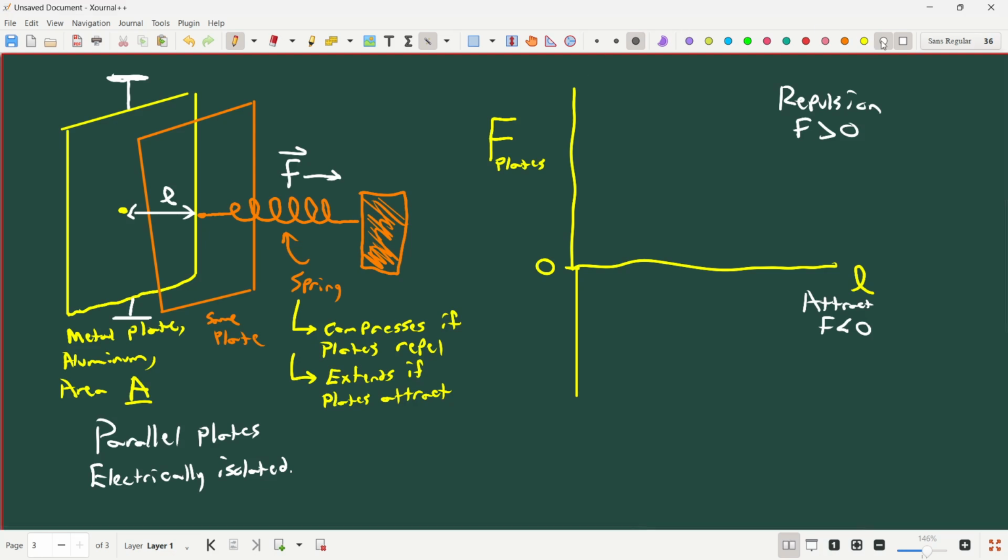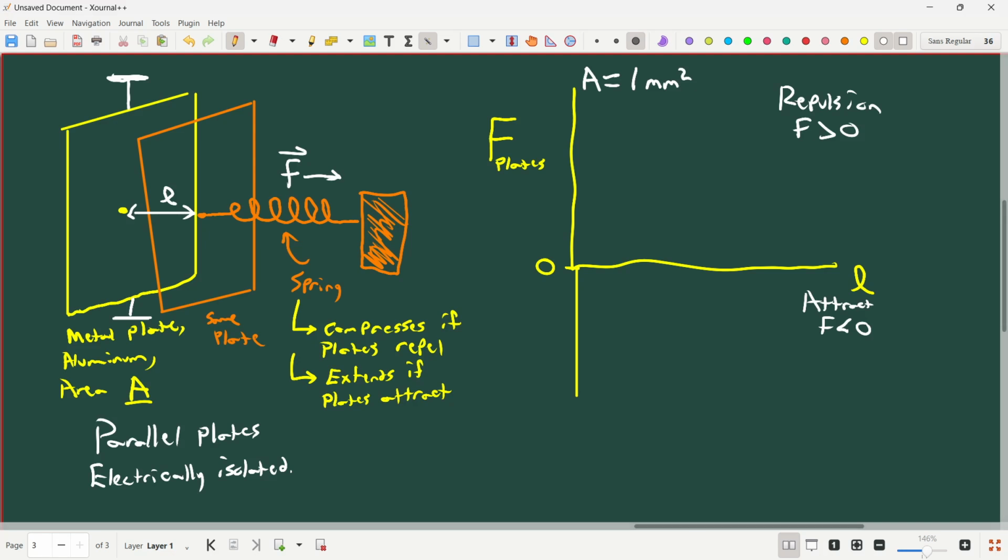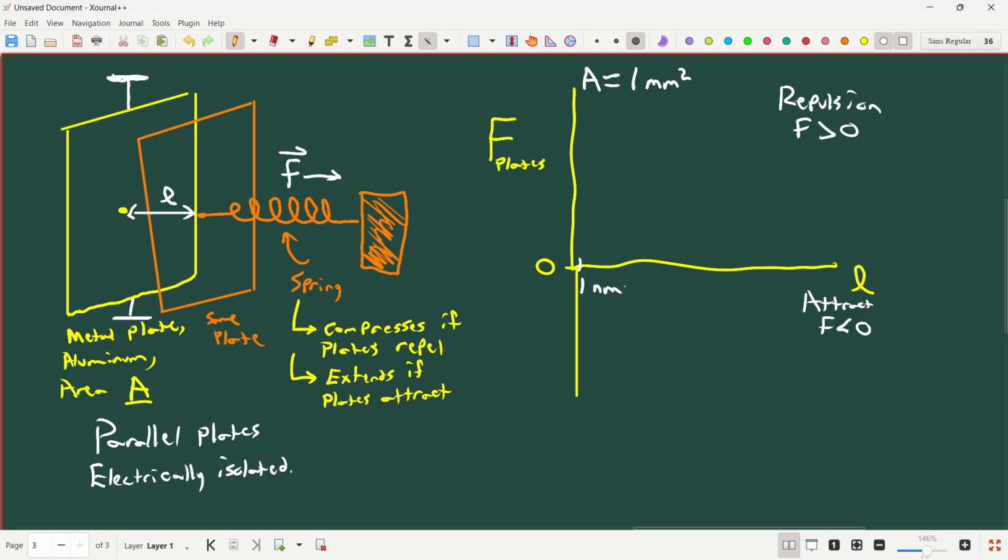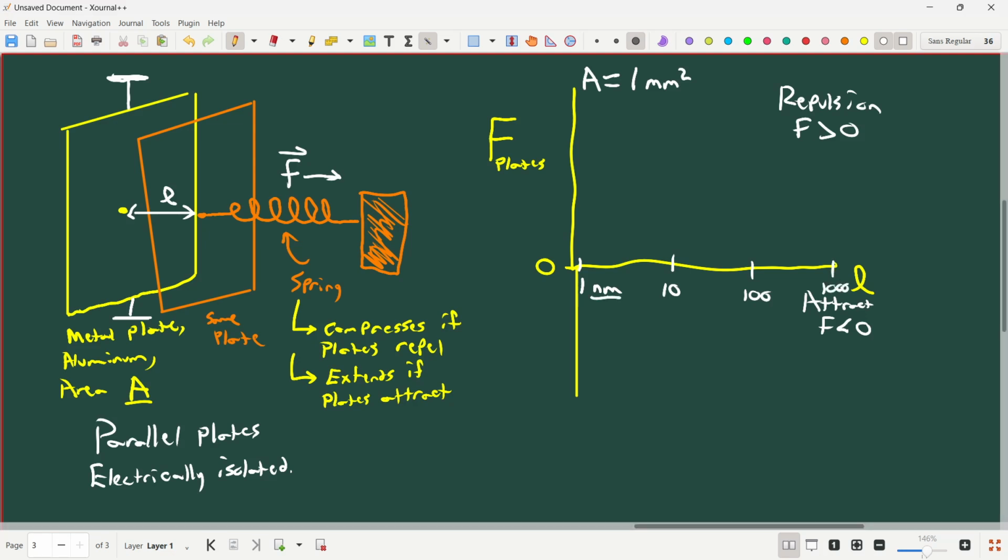All right, I'm going to let the area of the plates be 1 square millimeter. Tiny little plates, okay? And I'm going to range the distances between 1 nanometer. Let's just do it in terms of 10 nanometers, 100 nanometers, and 1,000 nanometers. So we're going to bring them really, really close together. Right? And what do you see?